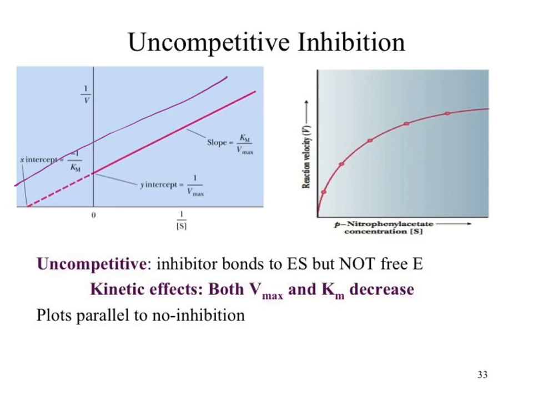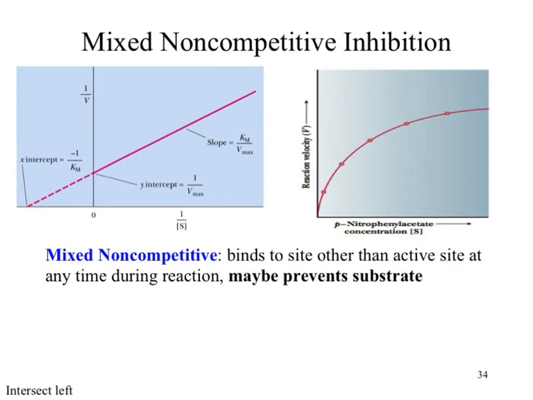Questions? Okay. The last one's nasty, and the textbook doesn't really talk about it. They have one paragraph. This is lovely. You have mixed non-competitive inhibition. What's happening in a mixed non-competitive inhibition? Your inhibitor is binding at a place other than the active site, hence the non-competitive. But maybe it prevents the substrate from binding.